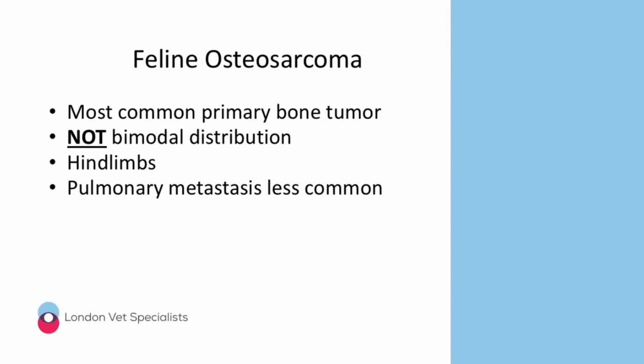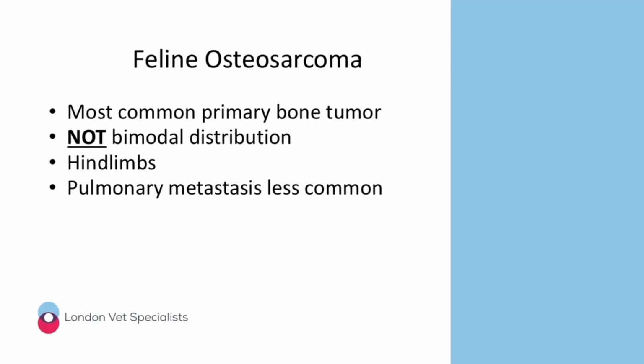Feline osteosarcoma is not bimodal, so you tend to only really see it in older cats, and you tend to see it more in the hind limbs versus the forelimbs. And unlike canine osteosarcoma, which commonly will metastasize to the lungs, feline osteosarcoma, pulmonary metastasis is much less common.